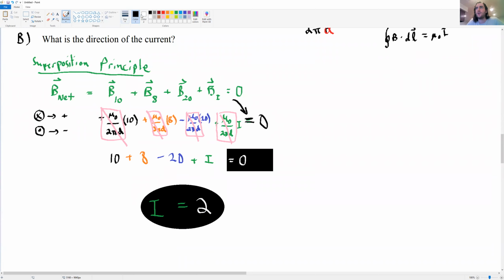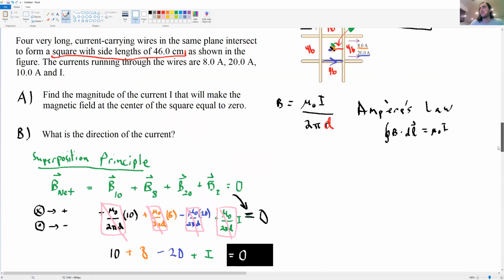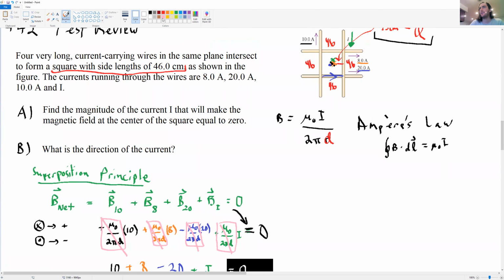Okay, let's not forget our units here. We want to include amps. That answers the first part of the question, right? So the first part of the question was to find the magnitude of this green current here in the top right.